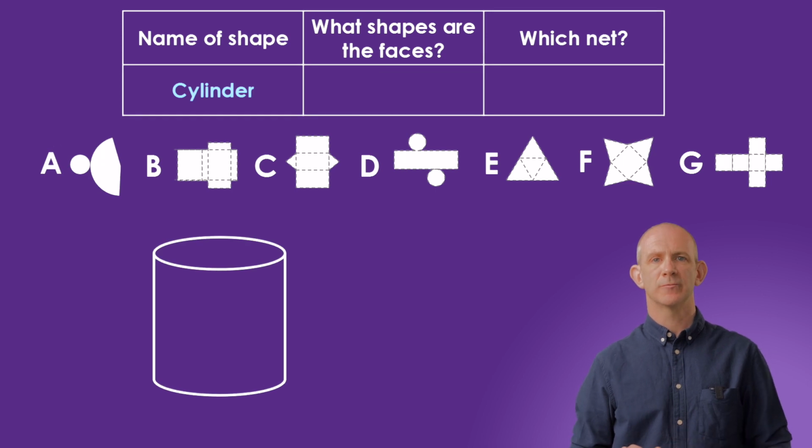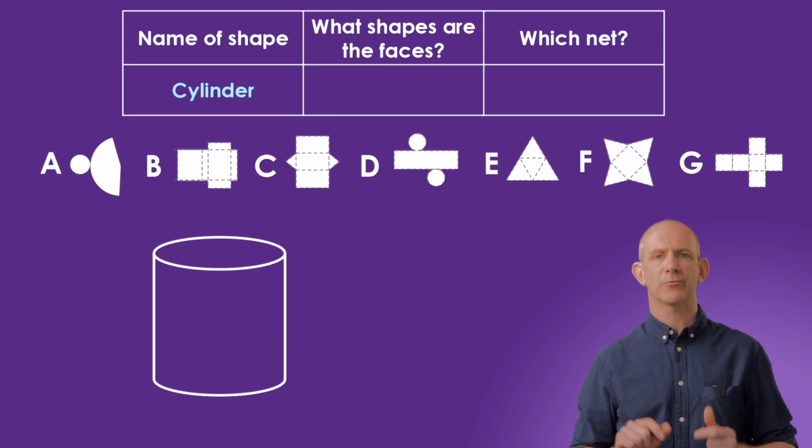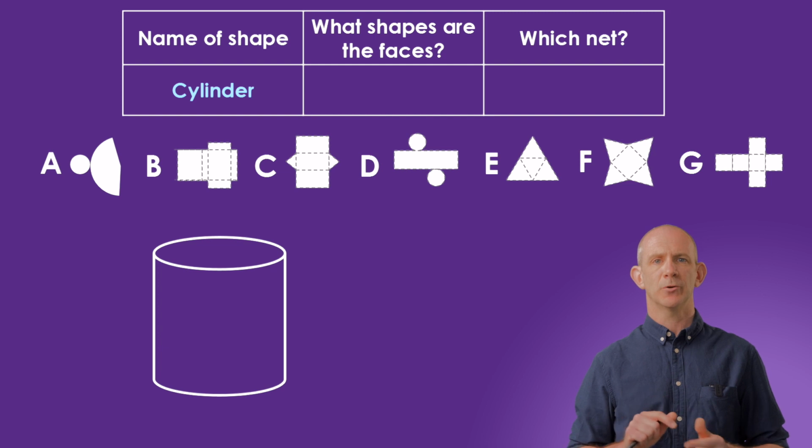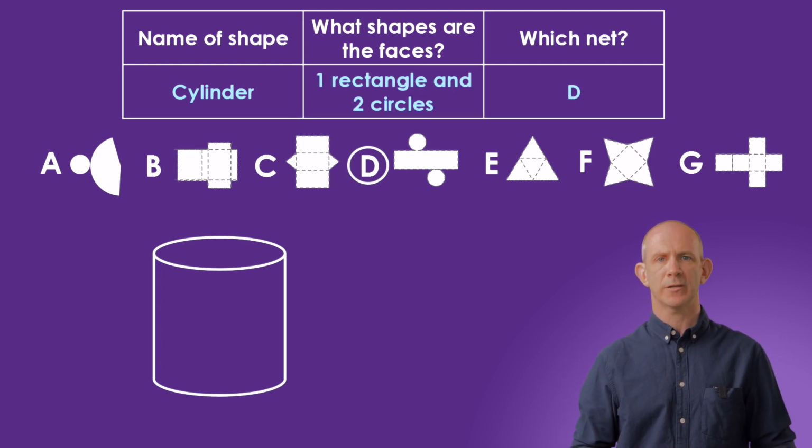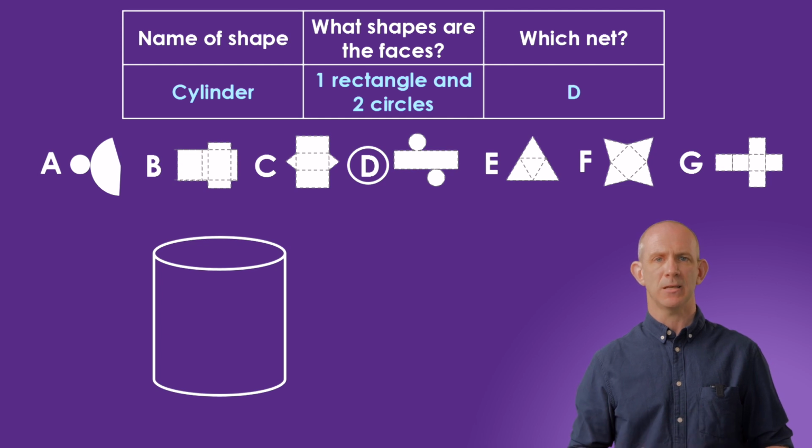Lastly, we have a cylinder. As we said at the start, a cylinder will have 3 faces. The top and the bottom are going to be circles, and this curved edge which will unfold to form a rectangle. So this must be net D.